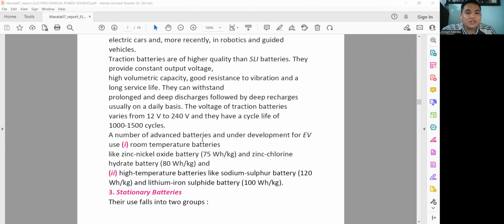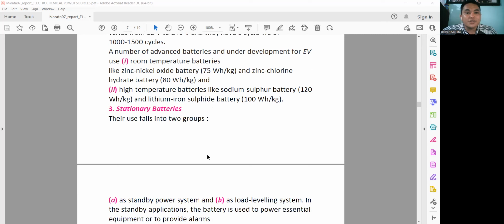A number of advanced batteries are under development for EV use. The first is room temperature batteries like zinc nickel oxide battery, which is 75 watt hour per kilogram, and zinc chlorine hydrate battery, which is 80 watt hour per kilogram. And the second one is the high temperature batteries like sodium sulfur battery, which is 1,000 watt hour per kilogram, and lithium iron sulfide battery, which is 100 watt hour per kilogram.